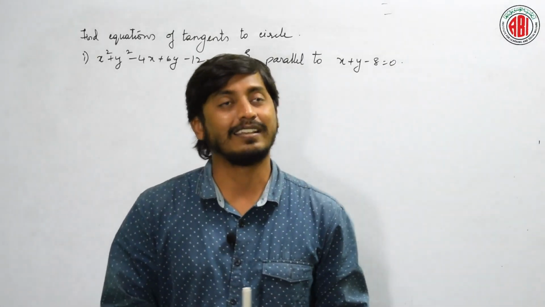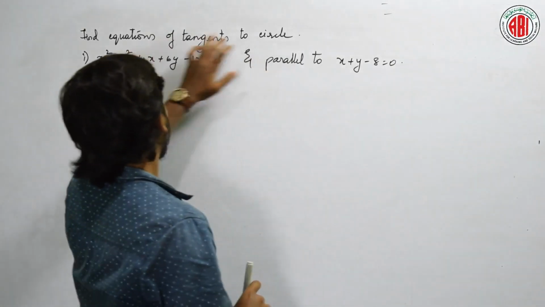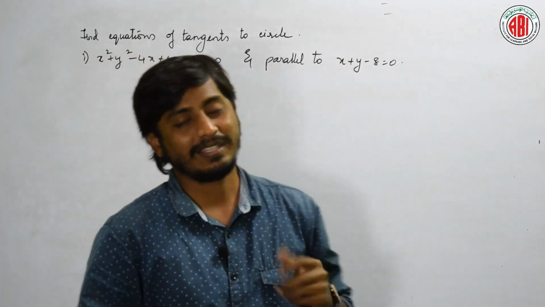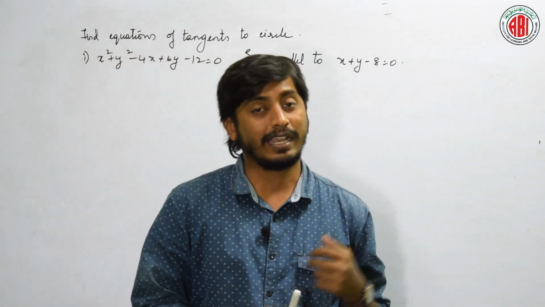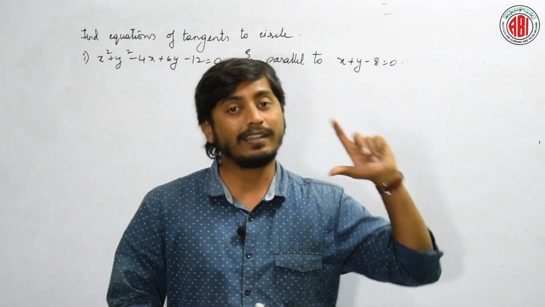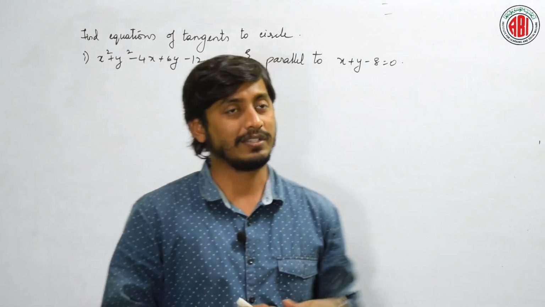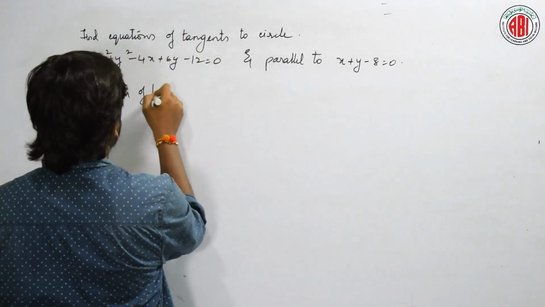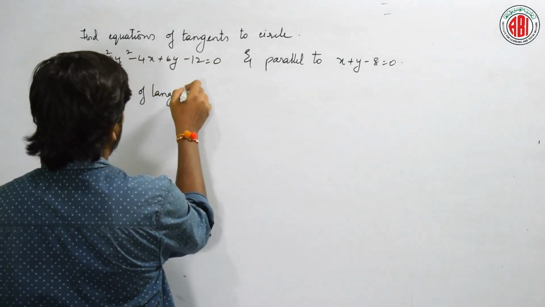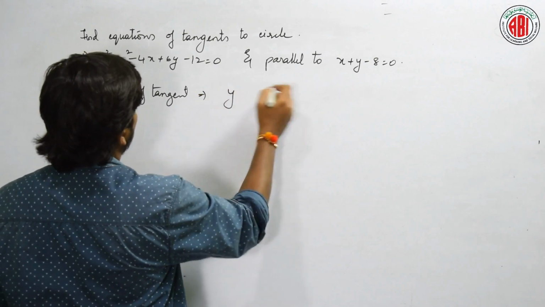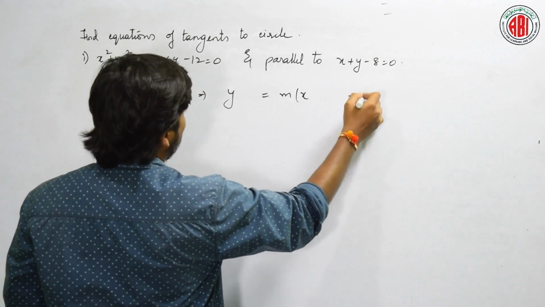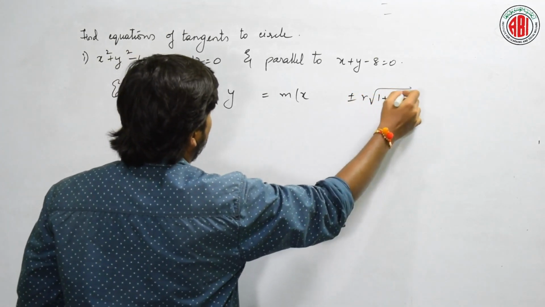Look at the next question here. He is telling us to find the equations of tangents to the circle and parallel to this line. Parallel to this means which form do we have to use? From this we can get the slope. So the equation of the tangent, we can simply tell it in slope form, is y = mx ± r√(1 + m²).